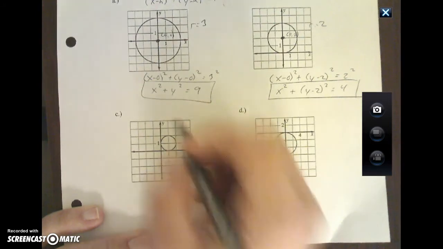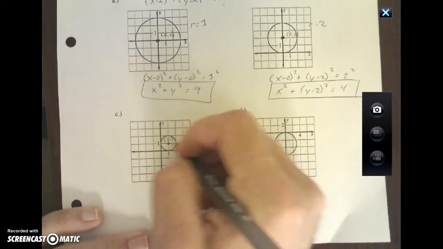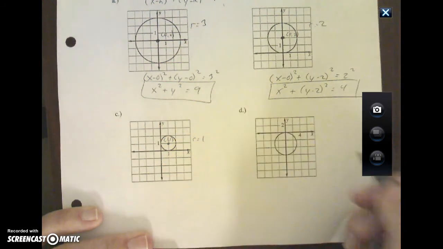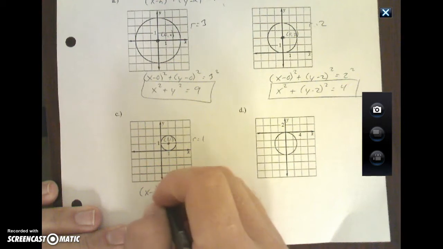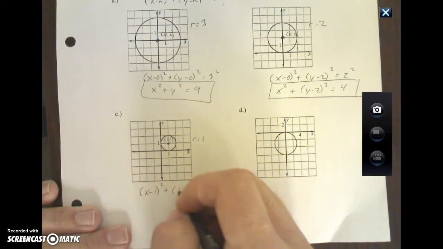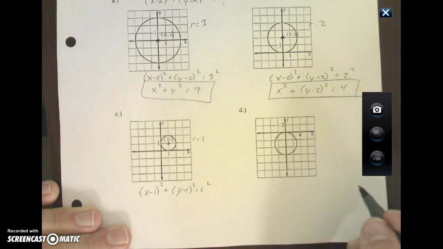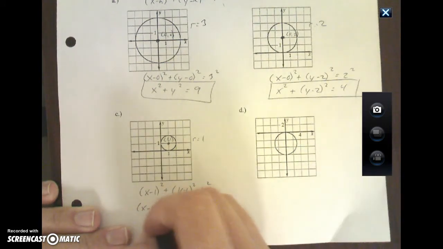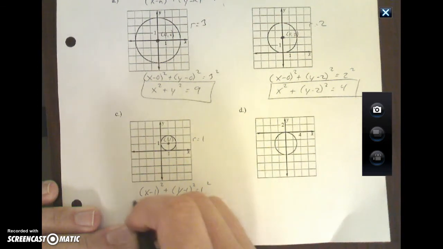All right, part C. 1, 1 is my center. The radius is 1. Plugging everything in. x minus 1 squared plus y minus 1 squared equals 1 squared. Just finally, I don't want that squared there at the end. It's just 1.